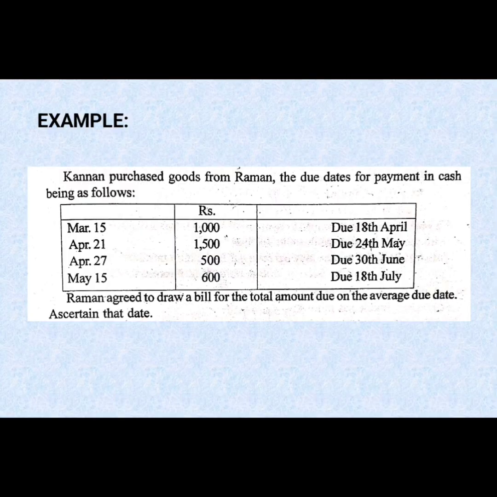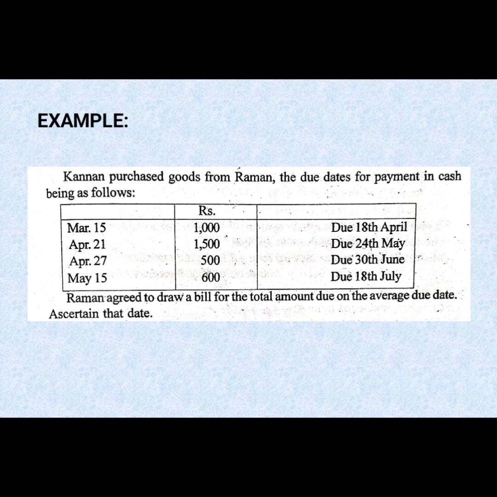Let's see an example sum related to the average due date. Kanan purchased goods from Raman. The due dates for payment in cash are as follows. Kanan made a transaction with Raman, and Raman agreed to draw a bill for the total amount due on the average due date. Due to several dates of payment, they concluded an average date to get a total payment.